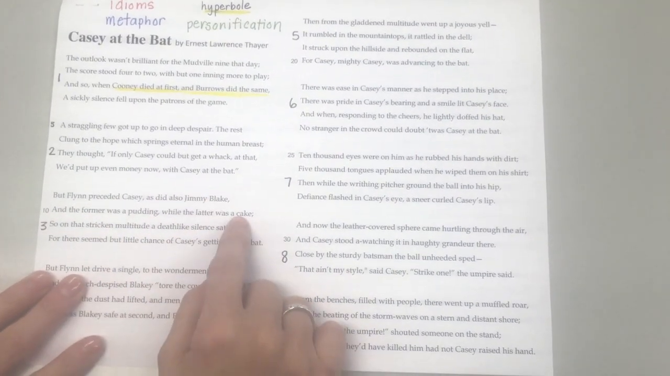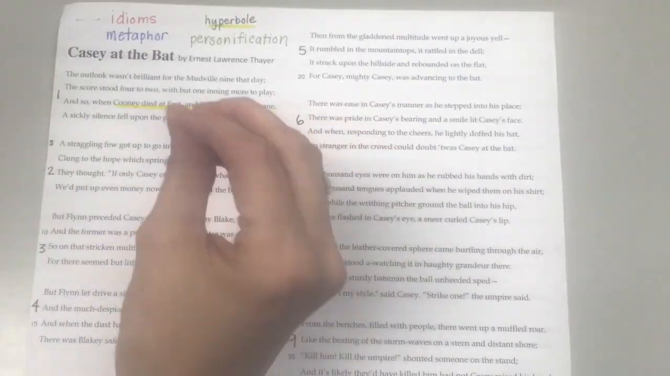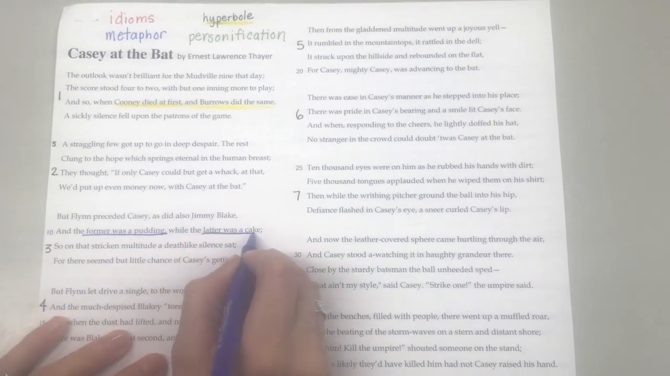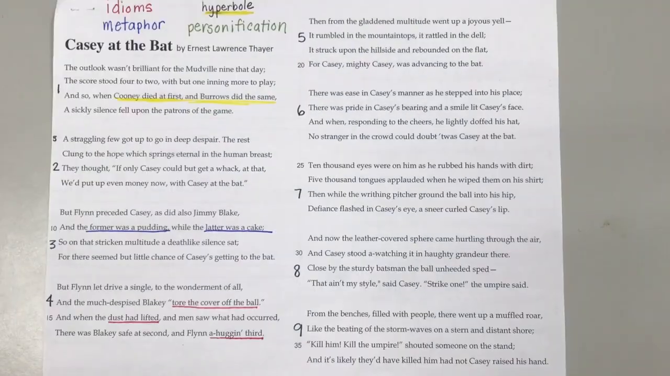Now, Flynn was a pudding. Blake was a cake. Flynn wasn't literally pudding and Blake wasn't literally cake. We are saying one thing is compared to another, and those are metaphors. So we're going to underline "former was a pudding, latter was a cake" in blue because it's a metaphor.